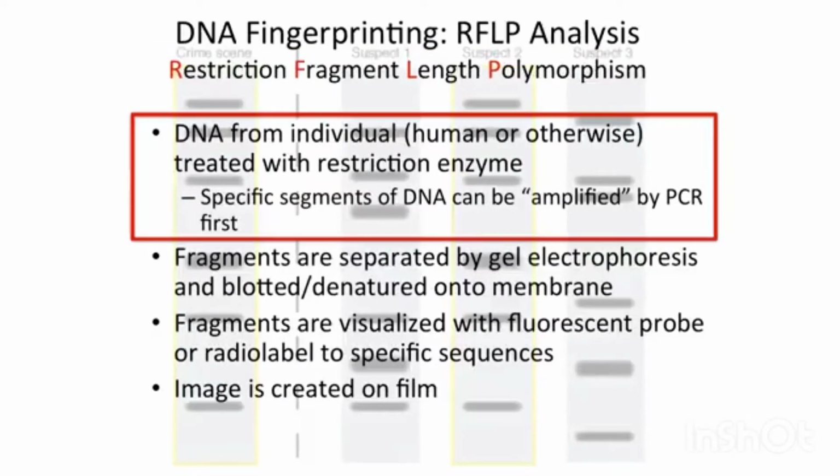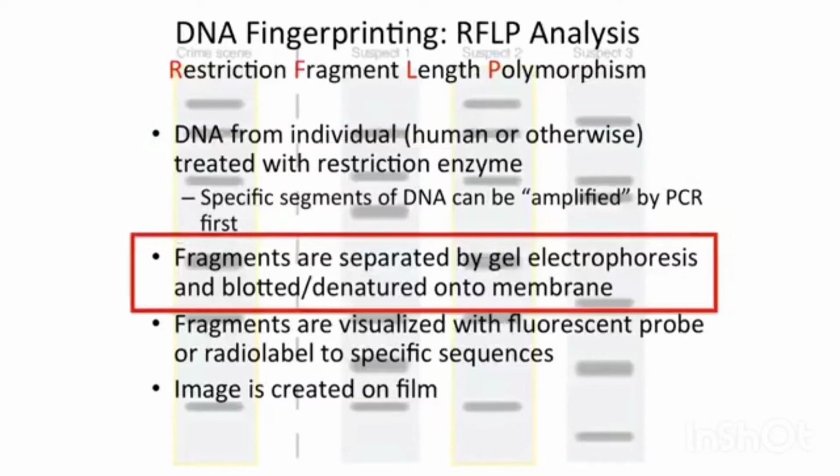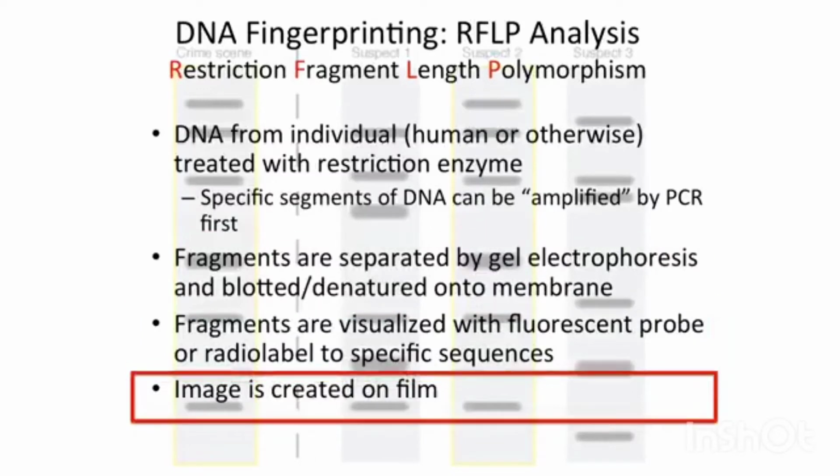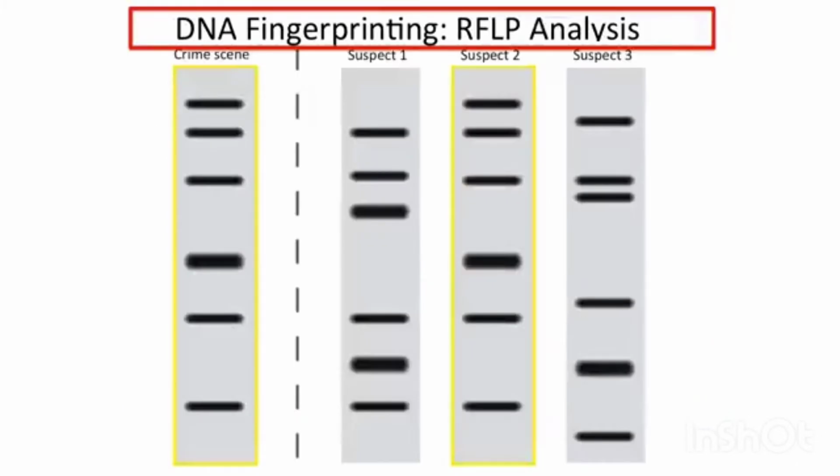Taking DNA from different individuals, humans, trees, animals, soil bacteria, any source of DNA, and treating with a restriction enzyme yields a fingerprint that can be compared between individual samples. Sometimes samples are amplified by PCR prior to analysis, but that's done very carefully to avoid contamination. Fragments are separated by gel electrophoresis and analyzed by staining or by transferring onto a membrane and probing with specific nucleotide sequences. The fragments are visualized by fluorescent probes, by radiolabel, targeted to specific sequences, and images are created on film or an electronic format. This is a DNA fingerprint using RFLP analysis.